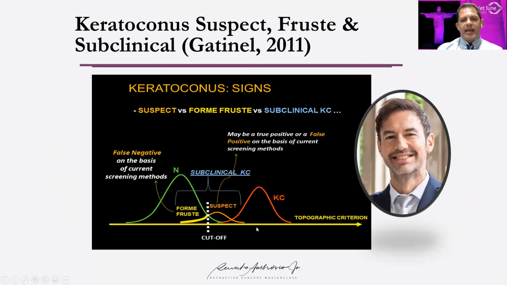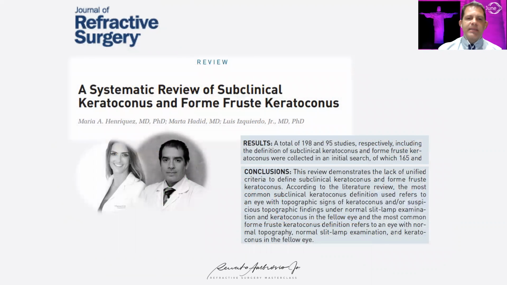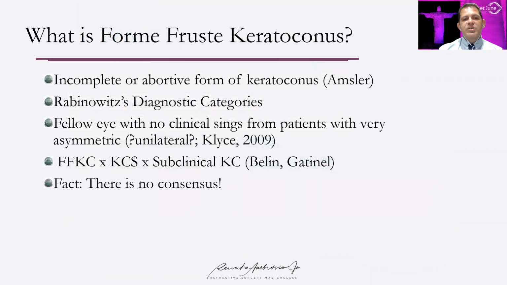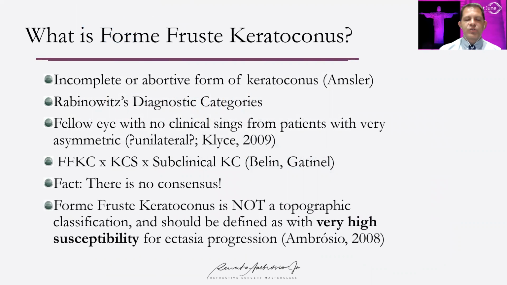And it's important to understand that topographic criterion is not going to be enough for you to separate forme fruste from normals, considering this very nice scheme by Damien Gatinel. It's very important that you have, based on objective data, a normal and keratoconus separation, but the subclinical cases will fall in between. And we definitely need to go beyond, but not over, corneal topography. A nice systematic review of the literature found huge variability in the definition and the criteria for these studies, considering subclinical and forme fruste keratoconus. In fact, there is no consensus, and my humble contribution is that forme fruste keratoconus is not a topographic pattern, but should be defined as cases with high susceptibility for ectasia progression.